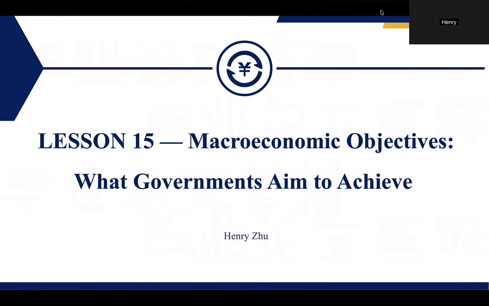Up to now in this course, we've been zoomed in looking at individual markets like the market for coffee or housing. But governments don't just care about one market, they care about the entire economy. Questions like, is the economy growing? Are people finding jobs? Are prices stable? These are the big picture questions of macroeconomics. In this lesson, we're going to explore the main goals governments try to achieve when managing the economy.